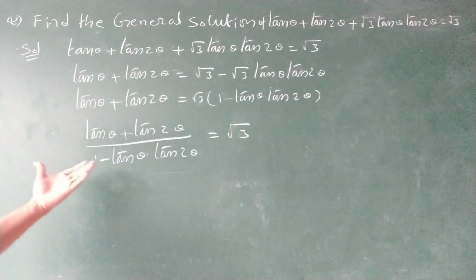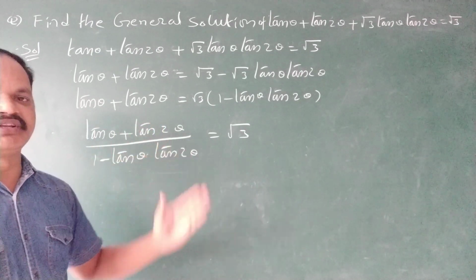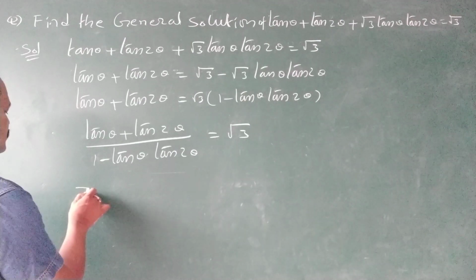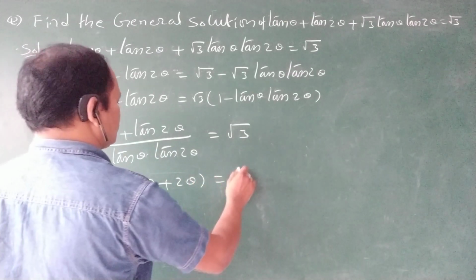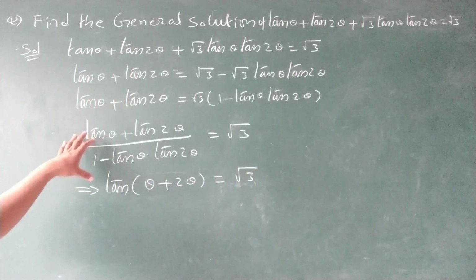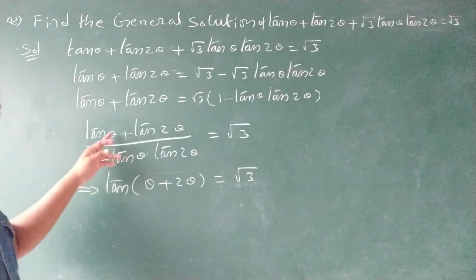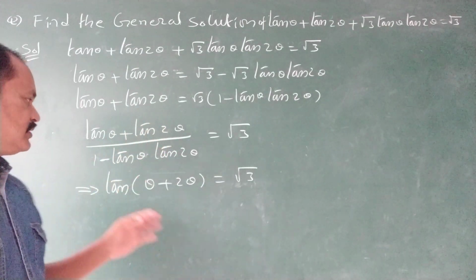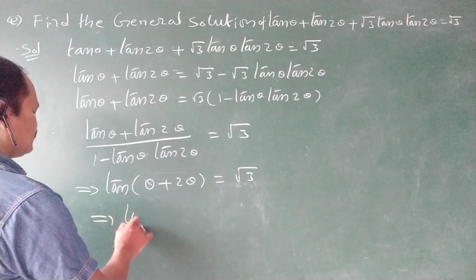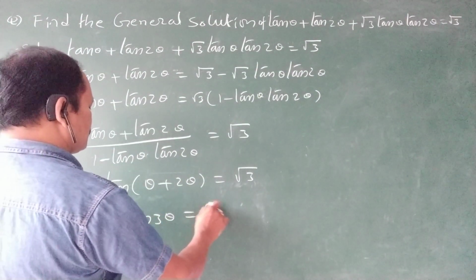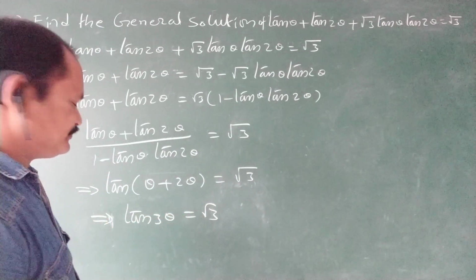Now this is in the form of tan A plus tan B by 1 minus tan A tan B, which is nothing but tan of A plus B. So this can be written as tan of theta plus 2 theta is equal to root 3, where A is theta and B is 2 theta. So tan 3 theta is equal to root 3.